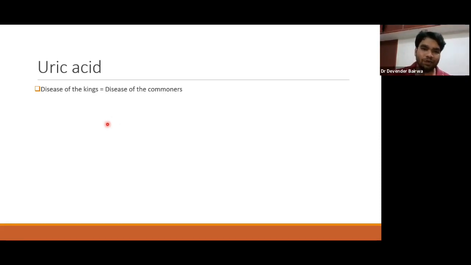But nowadays, uric acid arthropathy has become very common. So now it is known as the disease of the commoners. And in fact, it is one of the most rapidly increasing inflammatory arthropathies in the Western world.